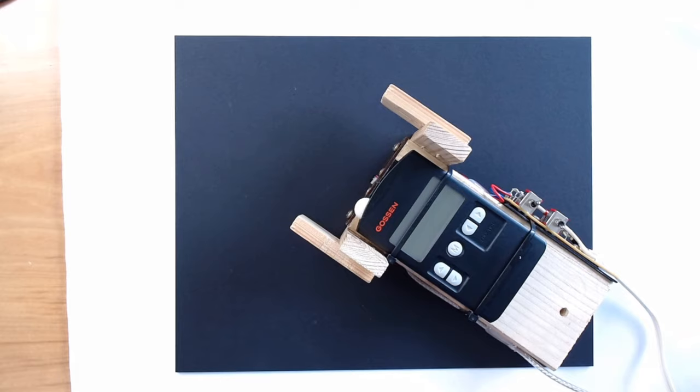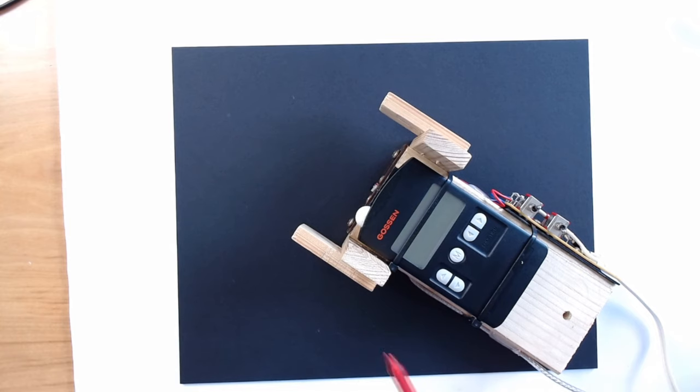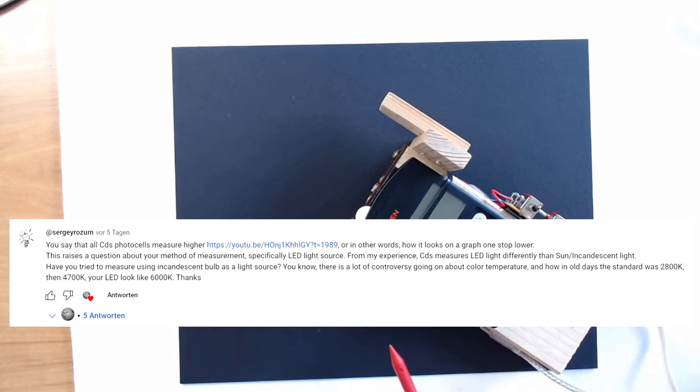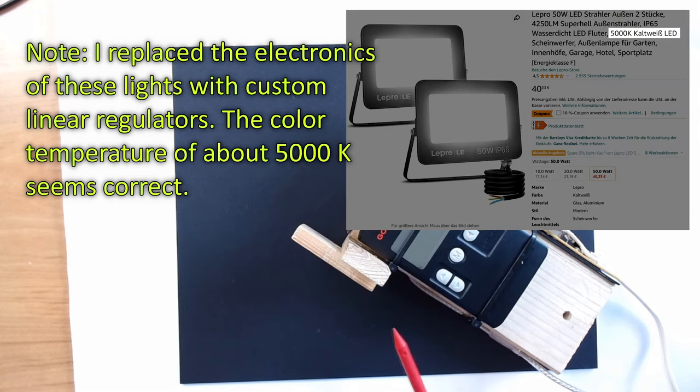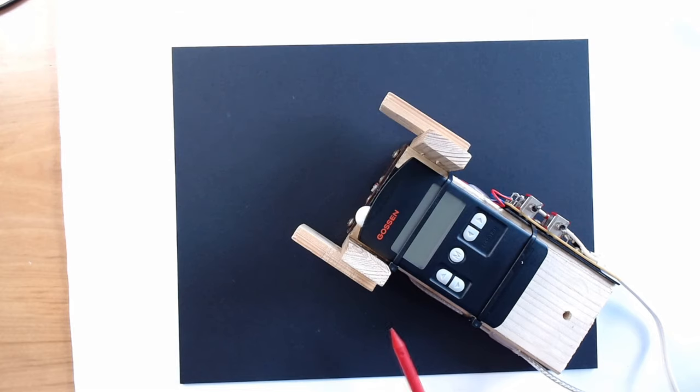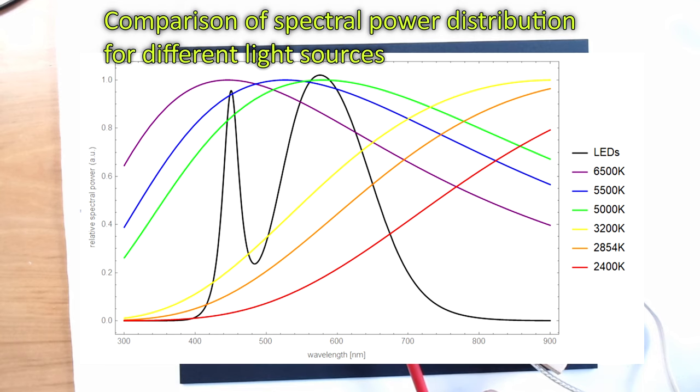You may remember that when we tested CDS cells, the resistances came out rather high, usually at the upper end of the spec range or even above. A viewer of these videos raised an interesting question. Could it be due to the color temperature of the LEDs I'm using as a light source for these measurements that the resistances come out so high? He observed that the CDS datasheets specify very low color temperatures around 2800 Kelvin as test conditions.